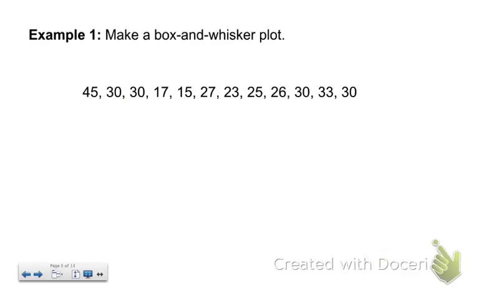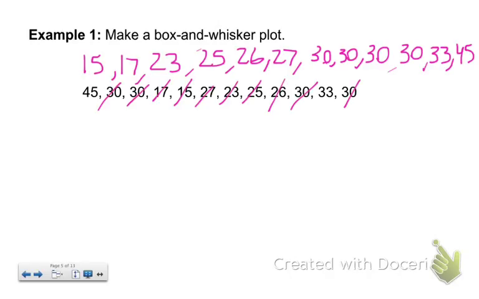Okay, so we can make a box and whisker plot. And in order to do that, we need to find the median, the lower quartile, the minimum, the maximum, and the upper quartile. So the first thing we need to do is rewrite this data in order from least to greatest. Okay, so now my data is in order from least to greatest. And as I did it, I just sort of marked everything out so I didn't repeat anything. So now I'm going to look for the median.